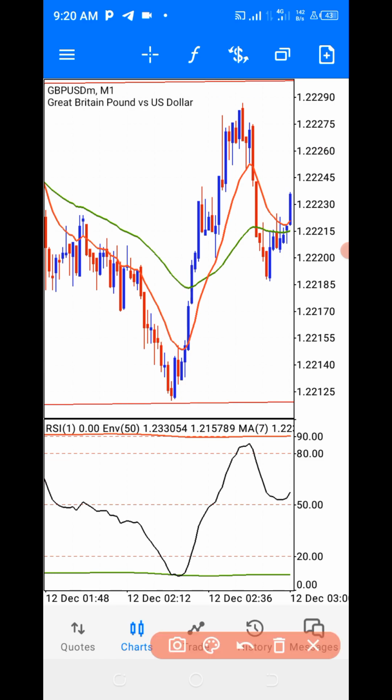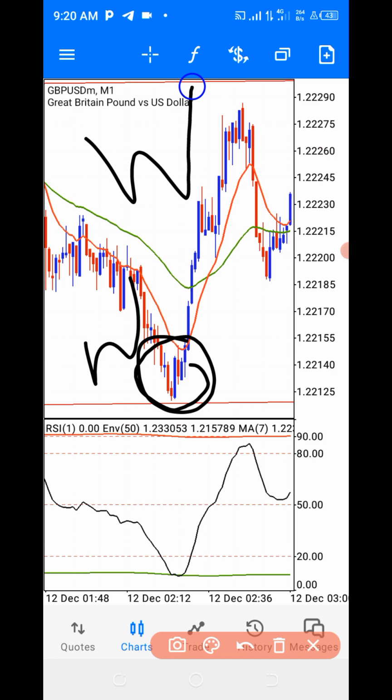If you observe very well, trading the envelope strategy, you're actually using your M's and your W's. If you are looking for a buy setup, it's going to be your W, and if you are looking for a sell setup, it's going to be your M.